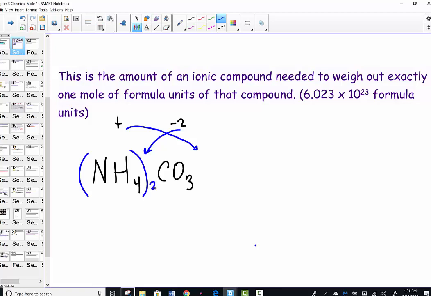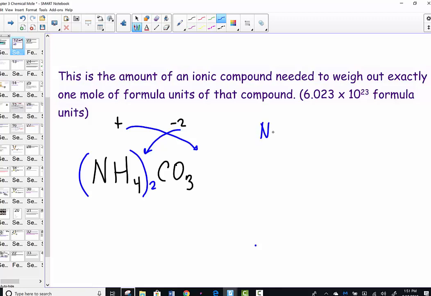NH4 taken twice, CO3. That's the chemical formula for the compound called ammonium carbonate. I'm trying to integrate last week's lesson to help us keep practicing. Ammonium carbonate is built of 2 polyatomic ions. I crisscross charges. To take groups of polyatomics, we have to put them inside a parenthesis with the subscript outside. Now, with the next new part of our lesson, we're trying to calculate how much I would weigh out to get 1 whole mole of that compound.